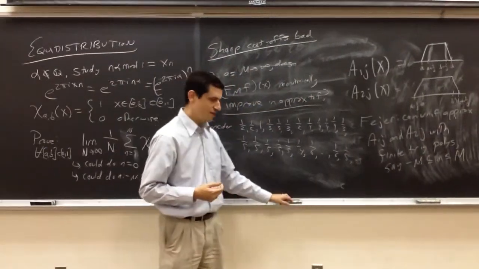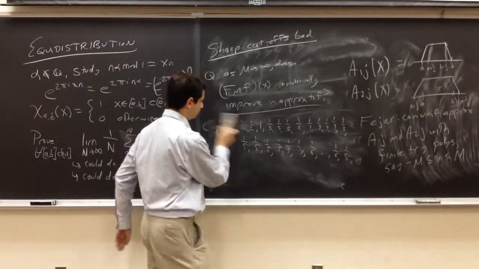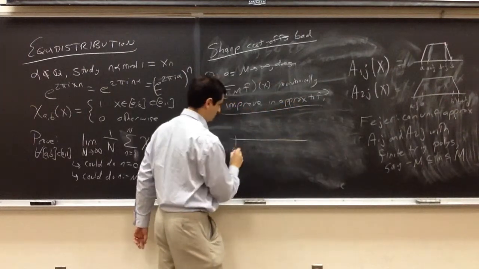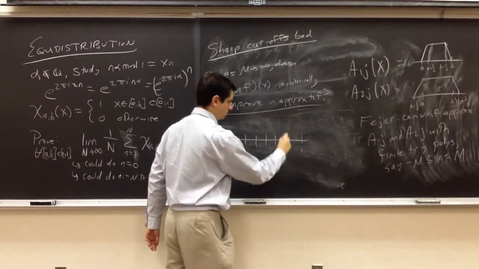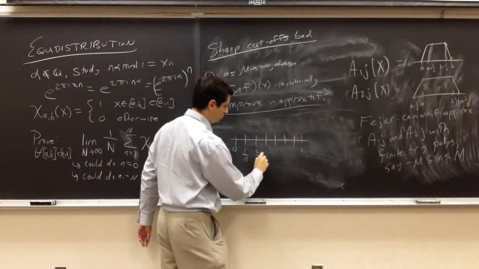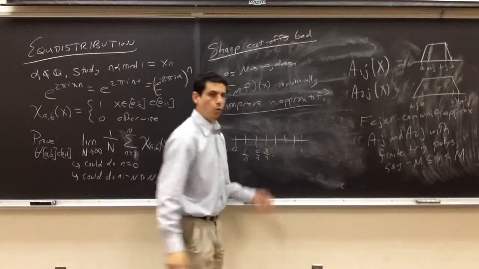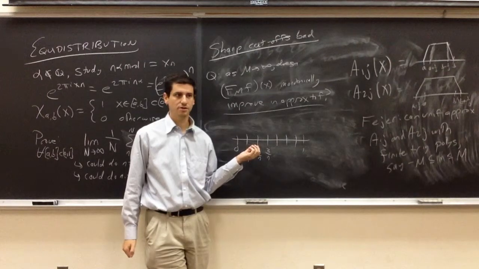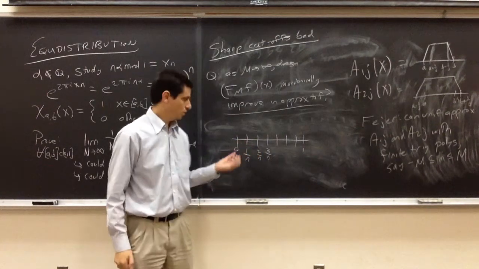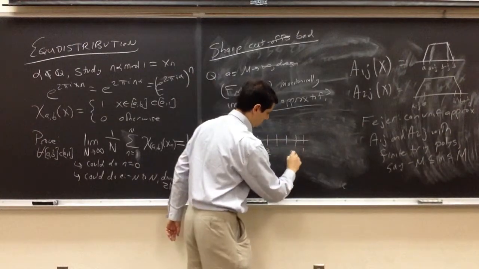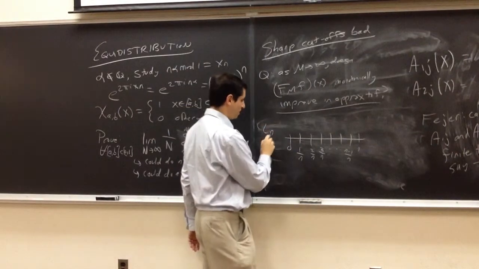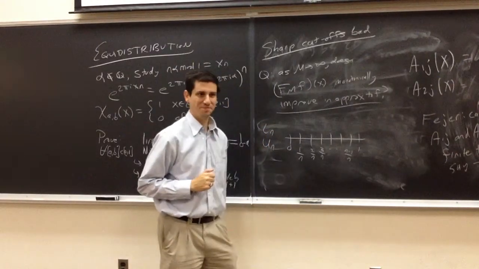How have you proved that Riemann sums converge? You partition the interval. Here's 0, here's 1. And I partition 1 over n, 2 over n, 3 over n. What's my next partition? So this is my nth partition, and I get my lower sum Ln, my upper sum Un.